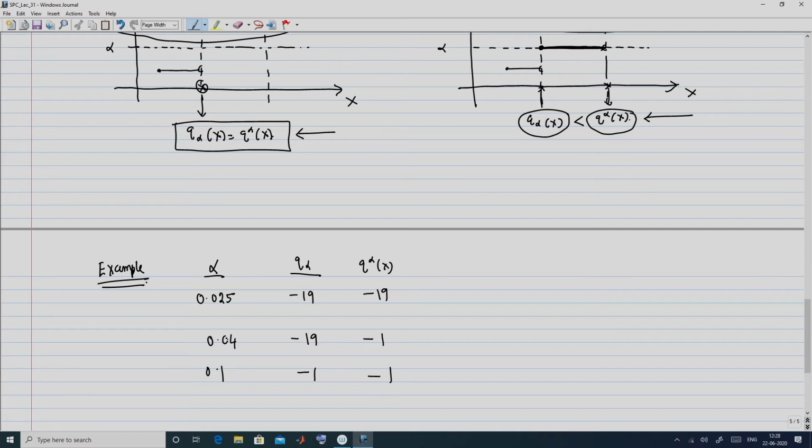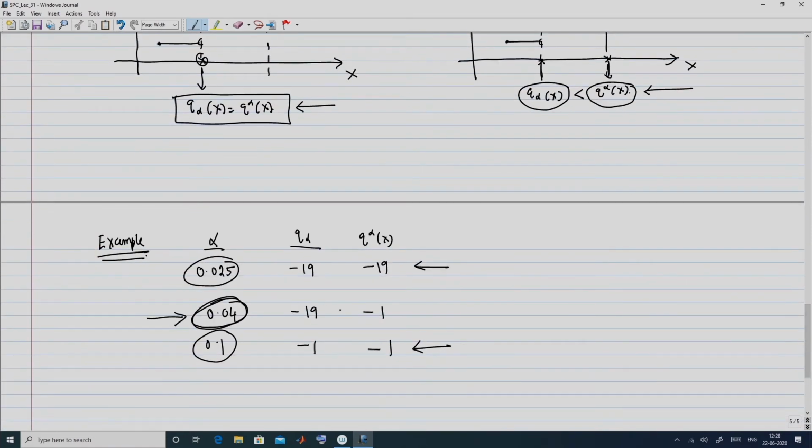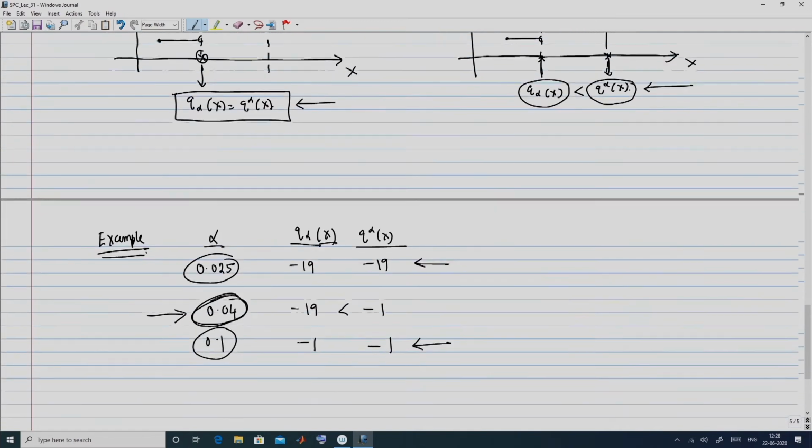So, you observe carefully that amongst the 3 values of alpha, the only scenario where the CDF matches alpha is going to be 0.04. In the other cases these 2 quantiles are identical, but in this case, because it coincides with the f x values, the lower quantile q alpha of x is going to be strictly less than the upper quantile q superscript alpha of x.